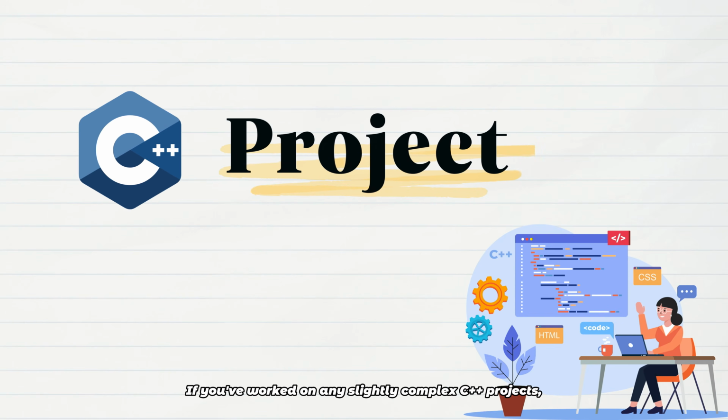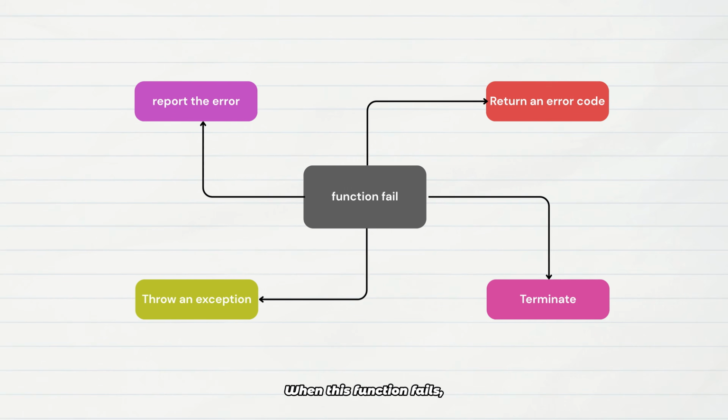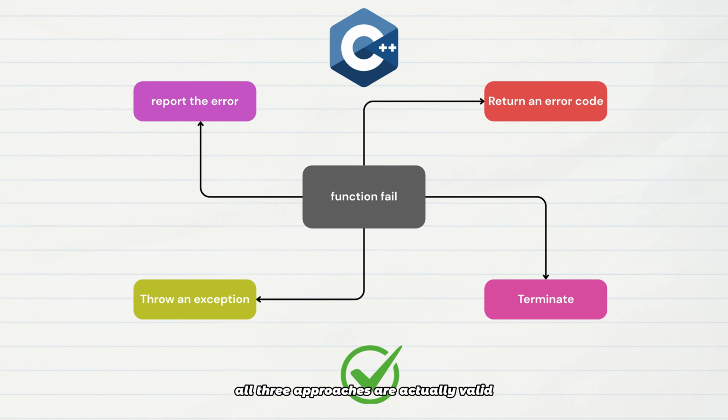If you've worked on any slightly complex C++ projects, you must have struggled with this question. When this function fails, how exactly should I report the error? Return an error code? Throw an exception? Or just terminate outright? The most frustrating part is that all three approaches are actually valid in C++.